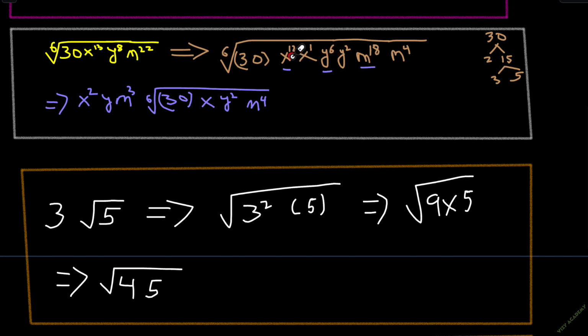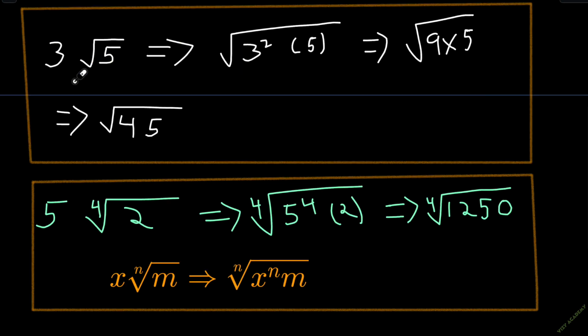So now x to the power of 12 goes outside, will become x square, 12 divided by 6 will be 2, 6 divided by 6 here will be y to the power of 1, 18 divided by 6 will be m to the power of 3. So now you have seen here I have drawn lines here. These lines basically mean the terms I am taking out, so the chances of error are less. So now we are left with 6th root of 30 x y square m to the power of 4. Again x square y m cube will be outside and it will become 6th root of 30 y square m to the power of 4.